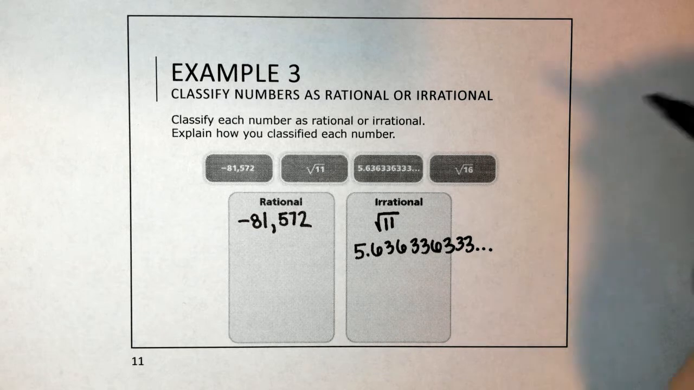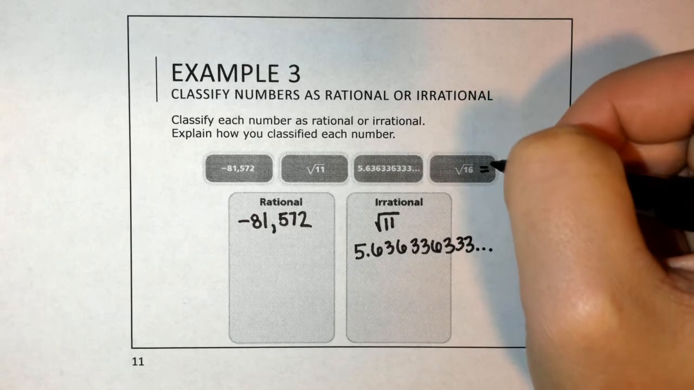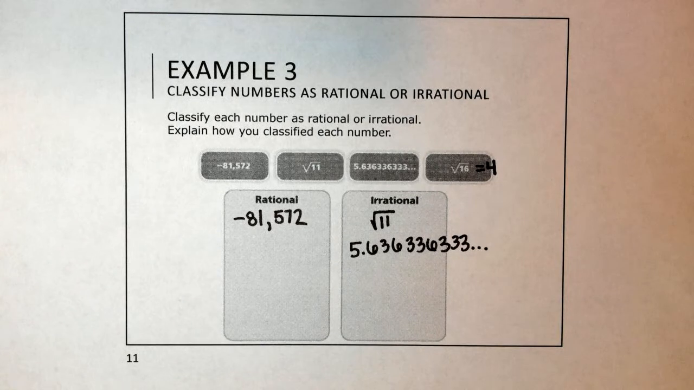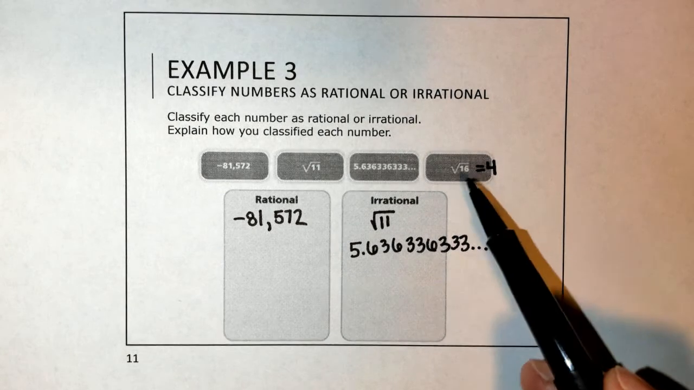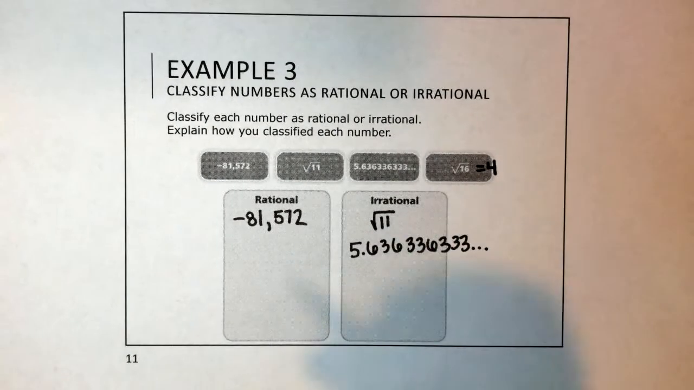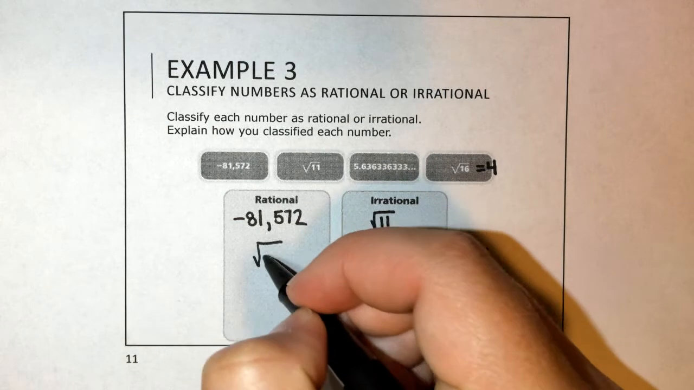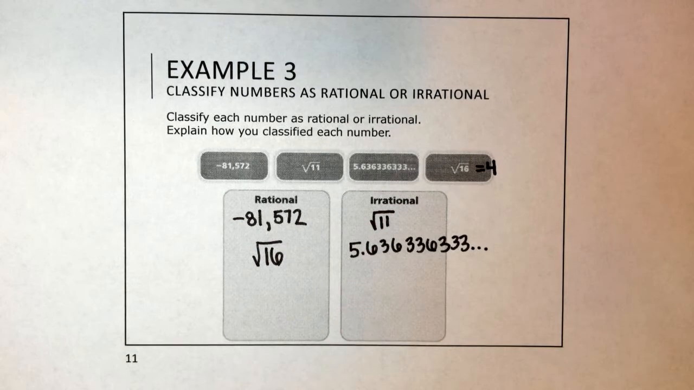16 is a perfect square, so that means the square root of 16 is equal to 4. Okay, and 4 is rational. So since the square root can simplify, it means it's rational. So the square root of 16.